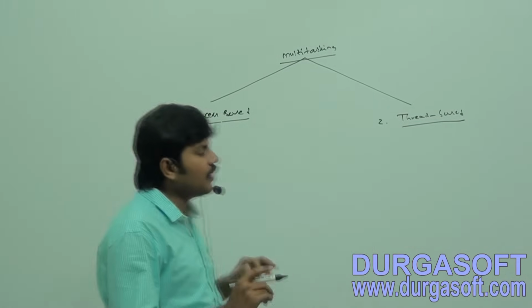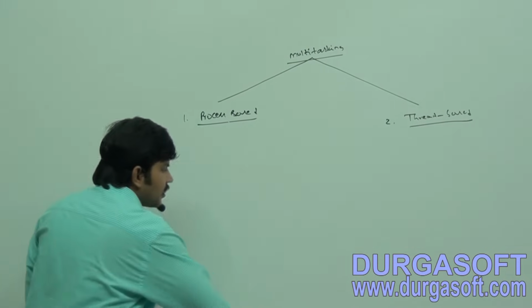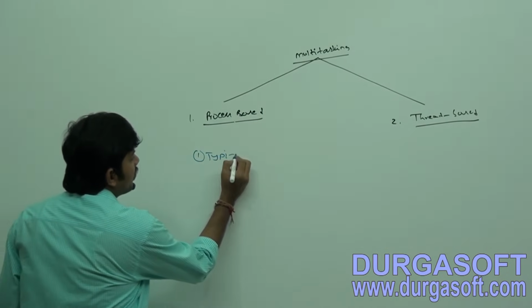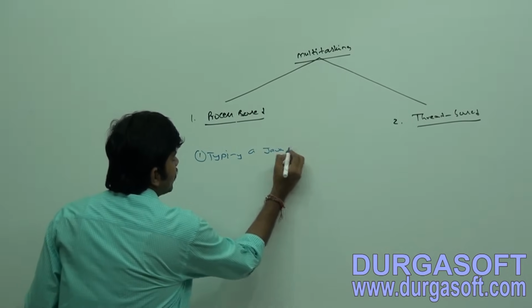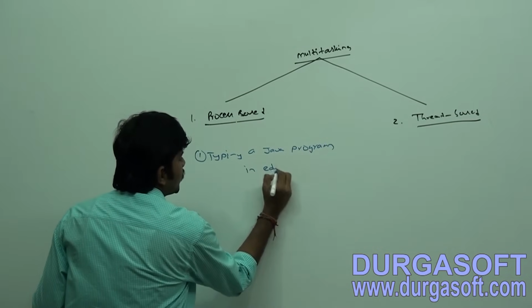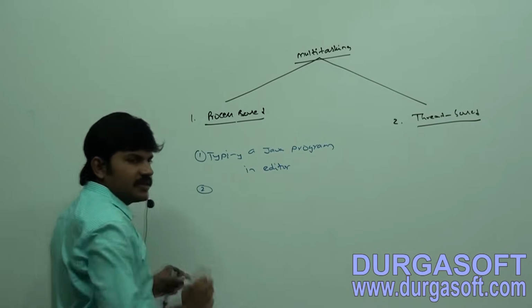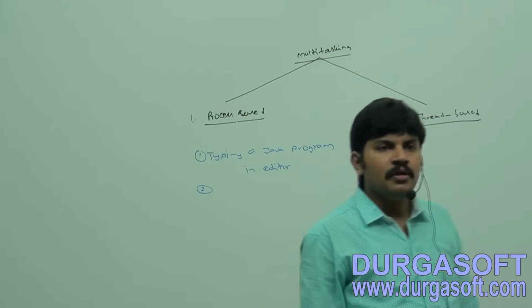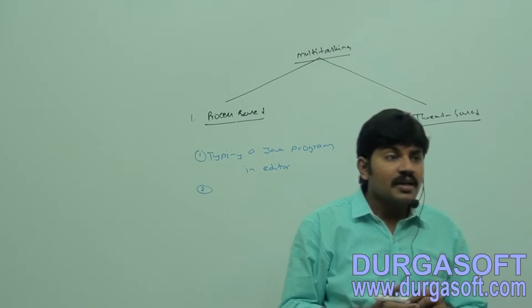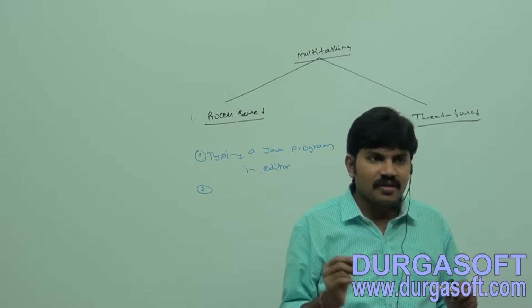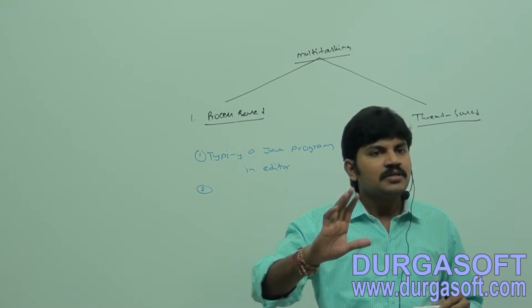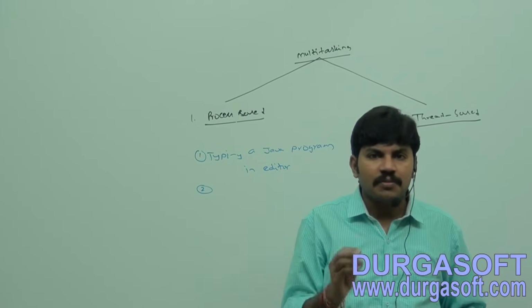I'm typing a Java program. So my first activity is typing a Java program in the editor. These days it is very common: while typing a Java program in the editor, we can listen to MP3 audio songs from the same system, correct? So don't feel, sir, that this style is applicable only in Ameerpet.